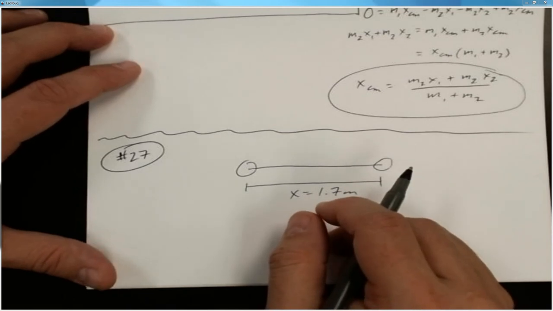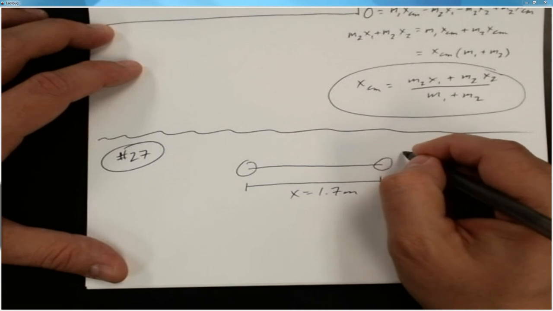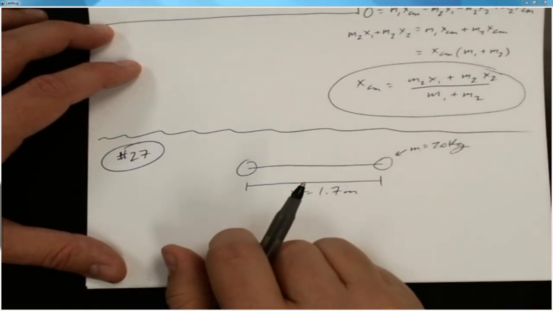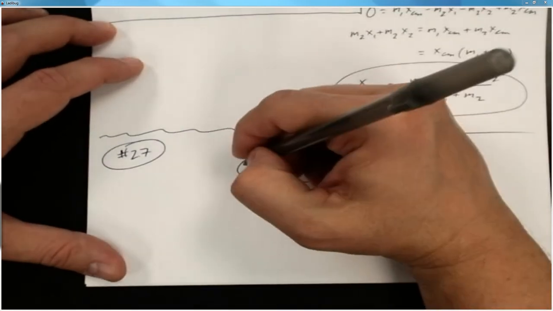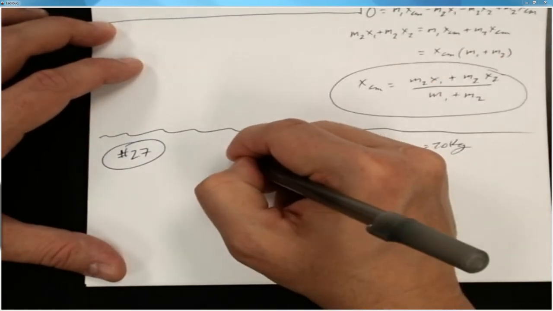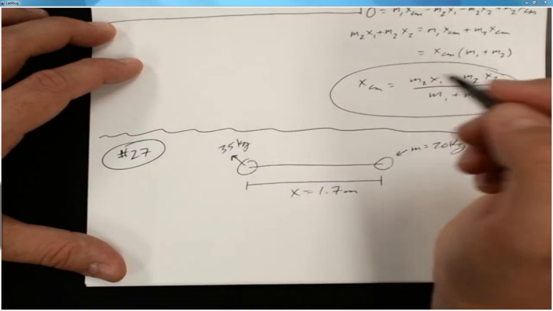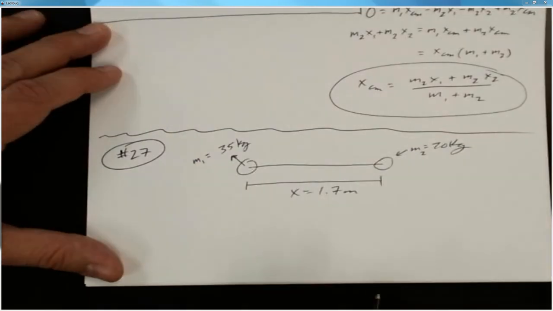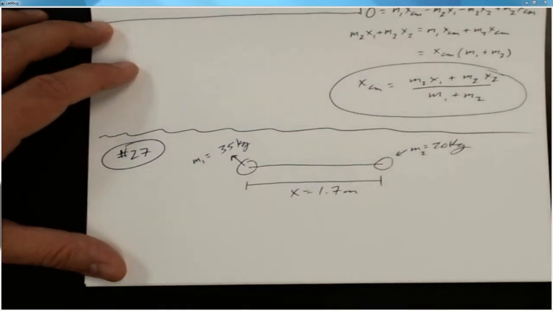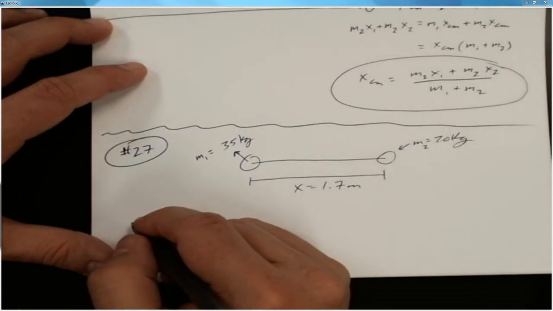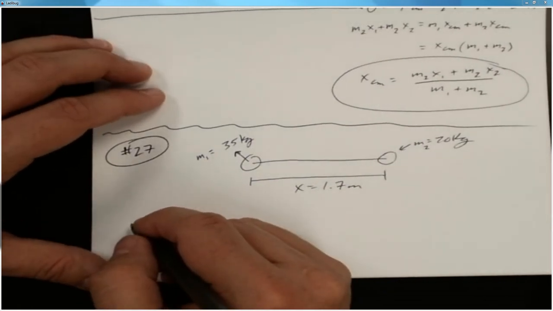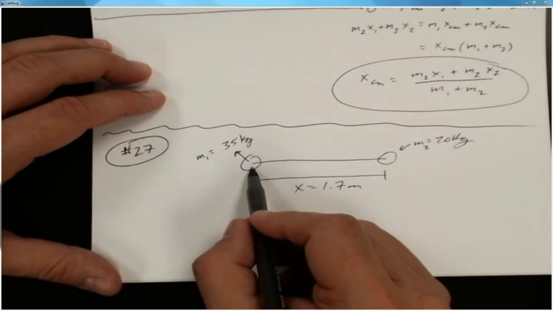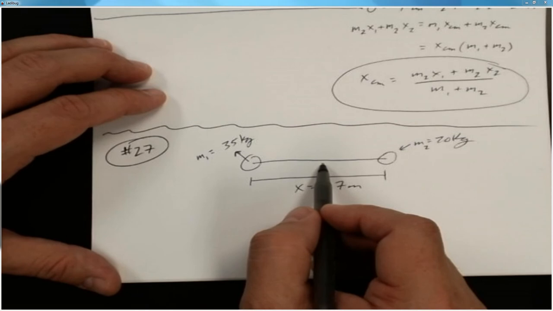It next says it has a 20 kilogram weight on its right end, and a 35 kilogram weight on its left end. So this will be M2, and this will be M1. Part A says, if you ignore the weight of the bar itself, how far from the left end of the bar, so left end's over here, how far from the left end of the bar is the center of gravity?